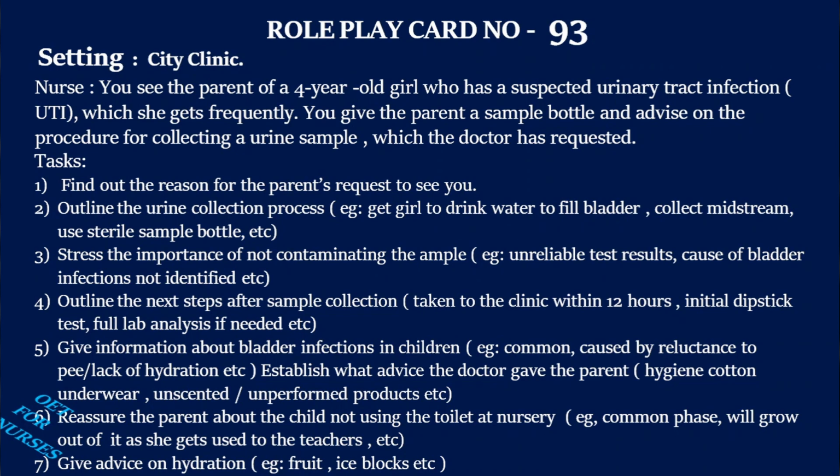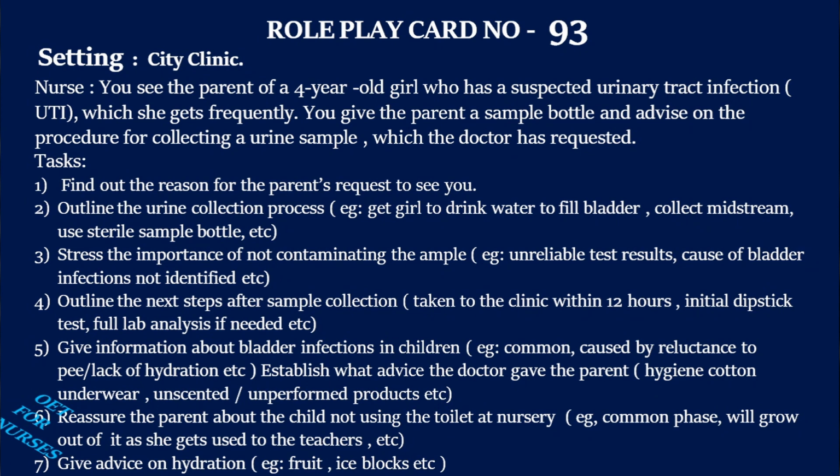Fourth one says, outline the next steps after sample collection. Taken to the clinic within 12 hours. Initial dipstick test. Full lab analysis if needed. Fifth one says, give information about bladder infection in children. Common, caused by reluctance to pee, lack of hydration. Establish what advice the doctor gave the parent. Hygiene, cotton underwear, unscented, unperfumed products, etc.